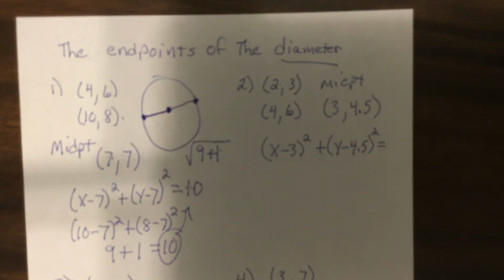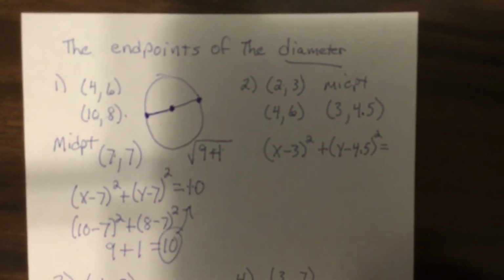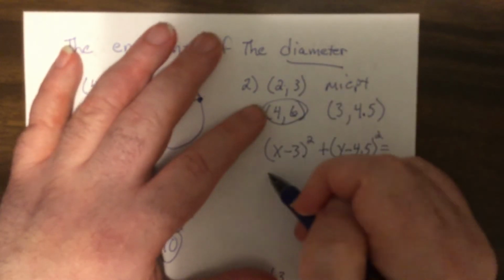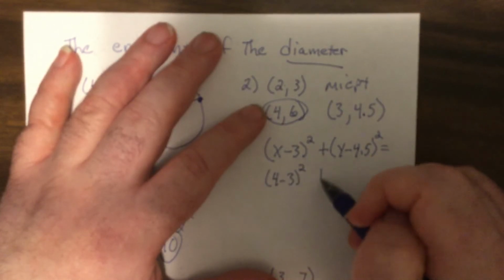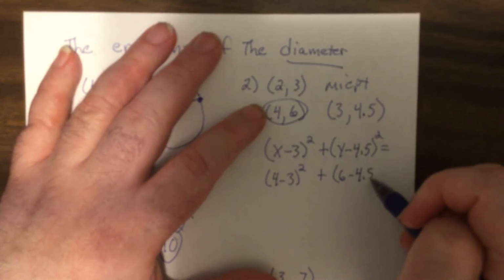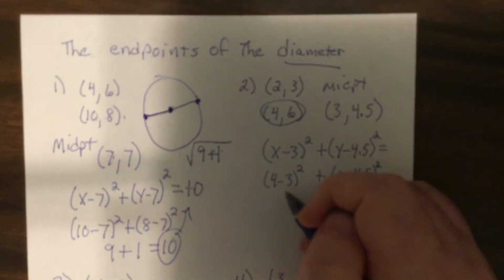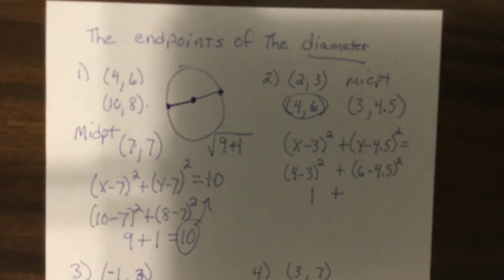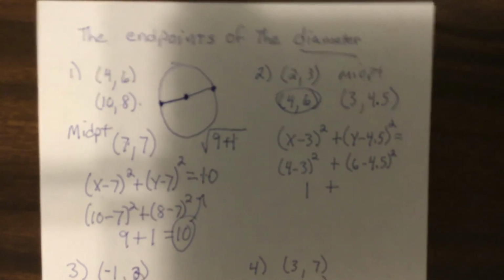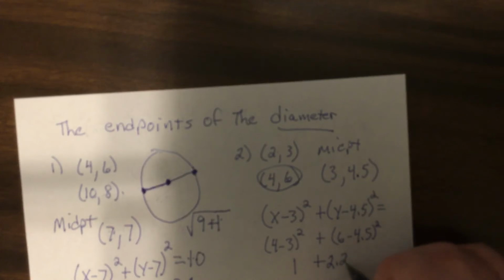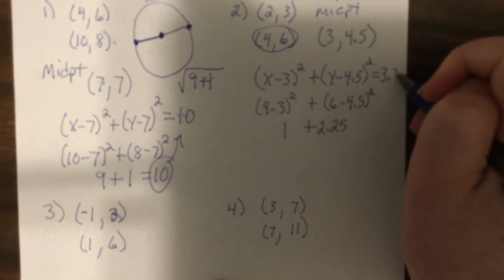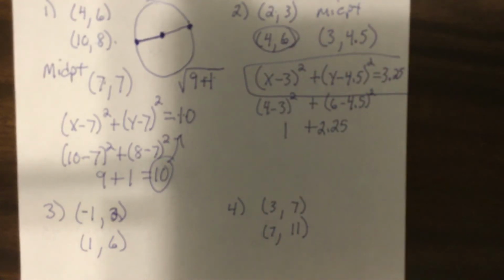So let's see. X minus 3, so I'm going to pick, let's pick this one. So (4 minus 3) squared plus (6 minus 4.5) squared. 1 squared is 1 plus, let's see, 6 minus 4.5 would be 1.5. And 1.5 squared is 2.25. Now, if they're nasty numbers, you can use a calculator. But here's your answer.